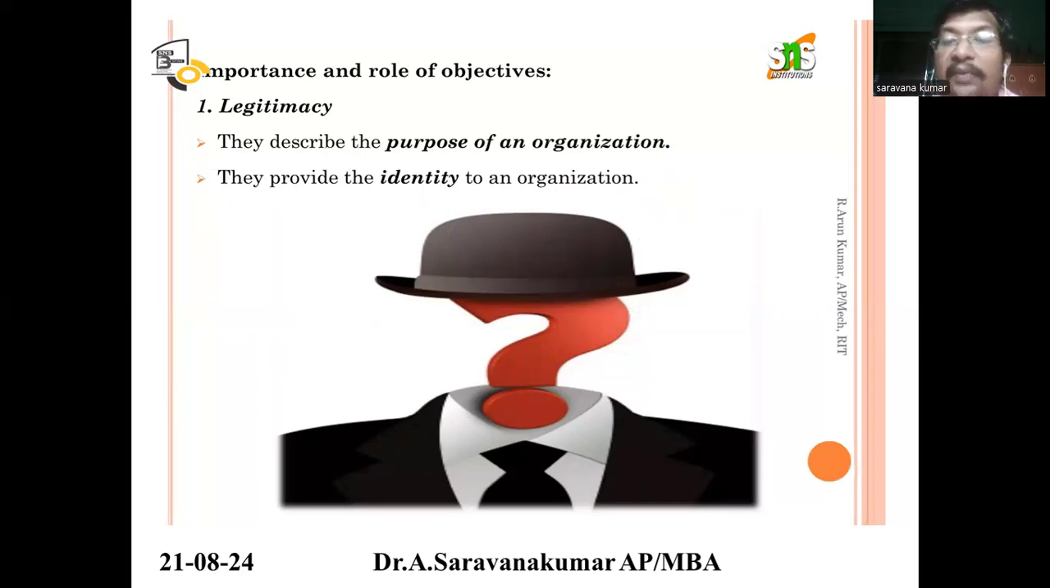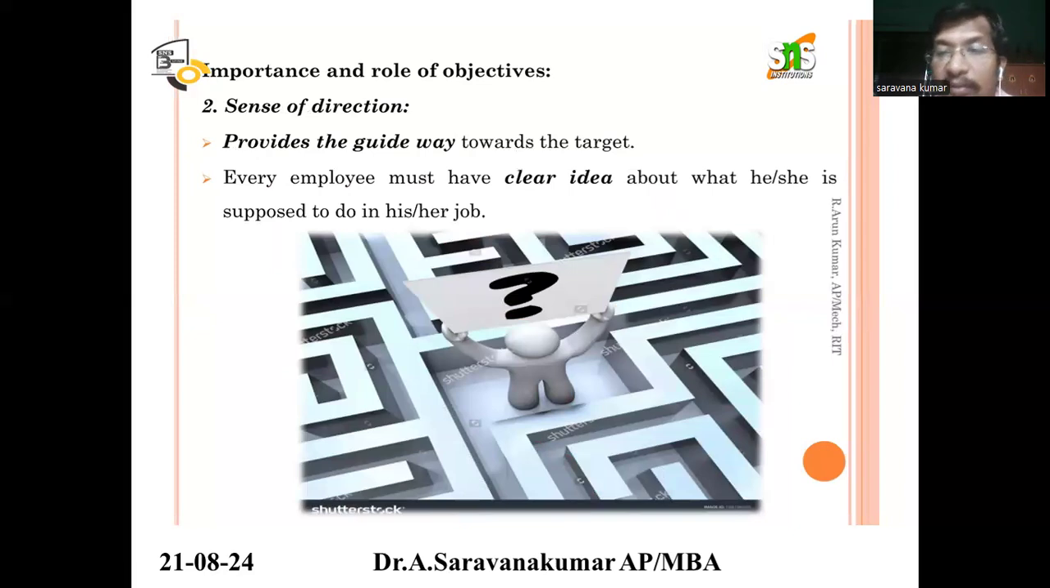Legitimacy: they describe the purpose of an organization. What is the purpose? And they provide identity to an organization. Everyone has some purpose, only then can you do the work and complete the work. That purpose gives identity to an organization. That is legitimacy. Sense of direction, so where will we go? It provides a guideway towards the target. Every employee must have a clear idea about what he or she is supposed to do in the job. So what is the job description? What are the roles and responsibilities in that particular job?